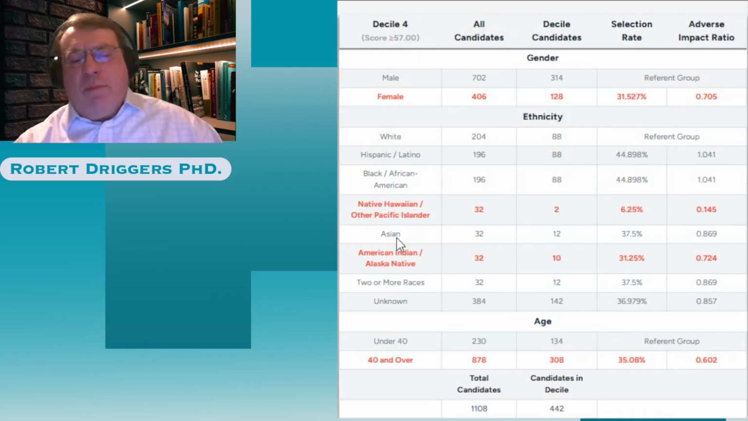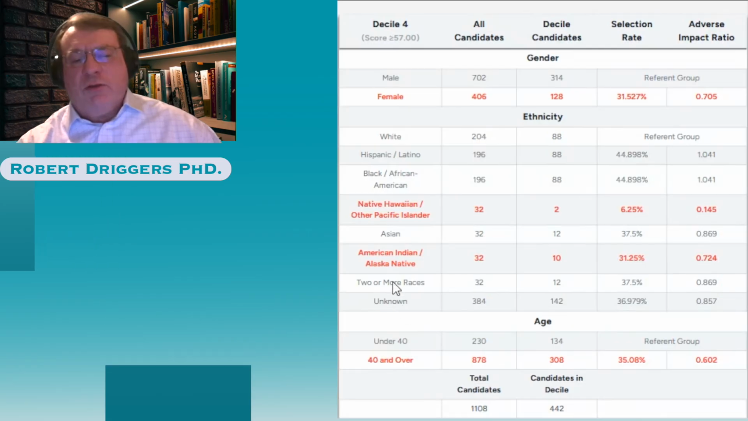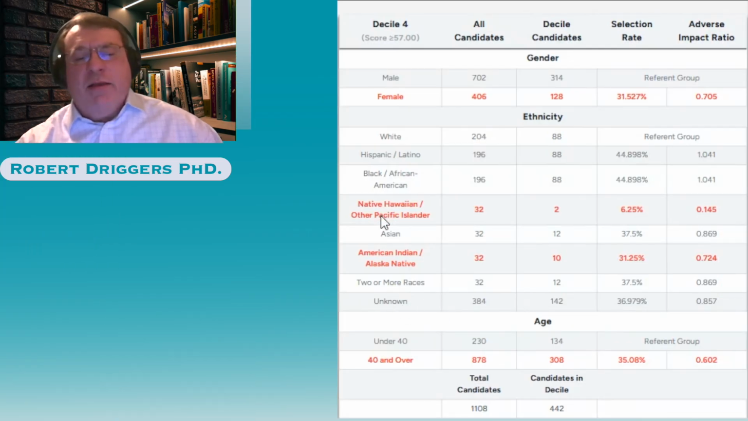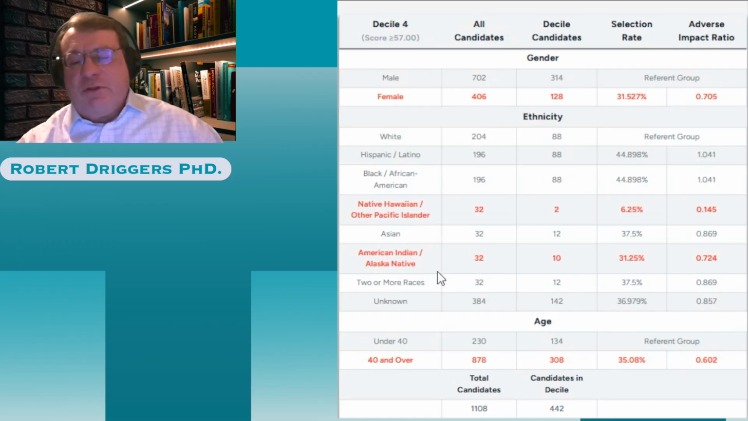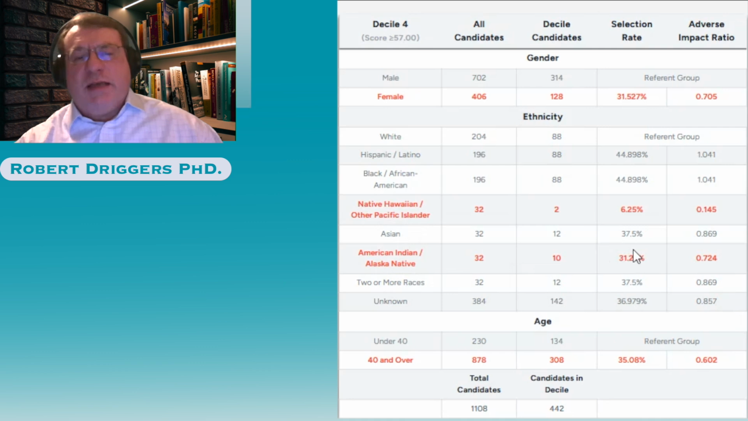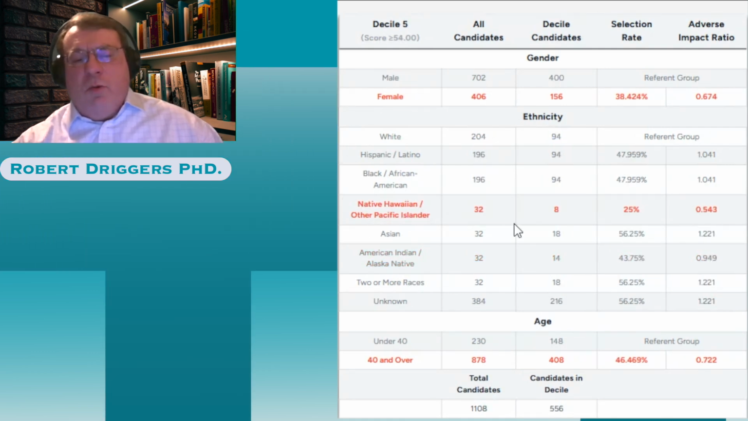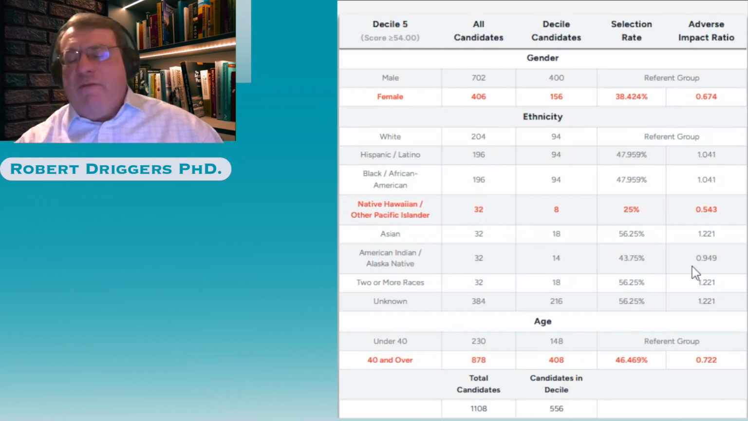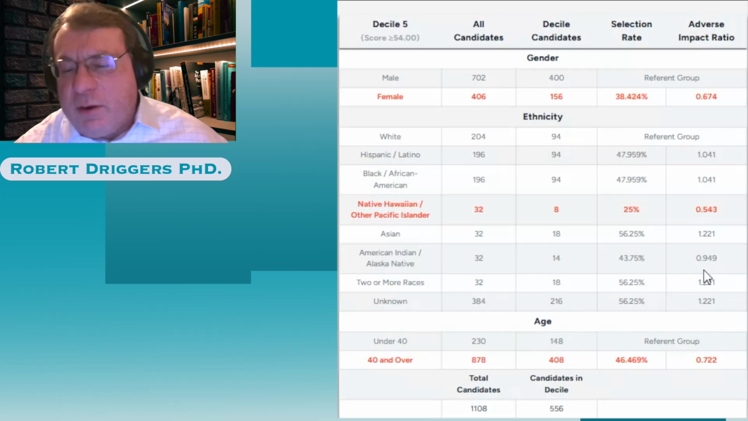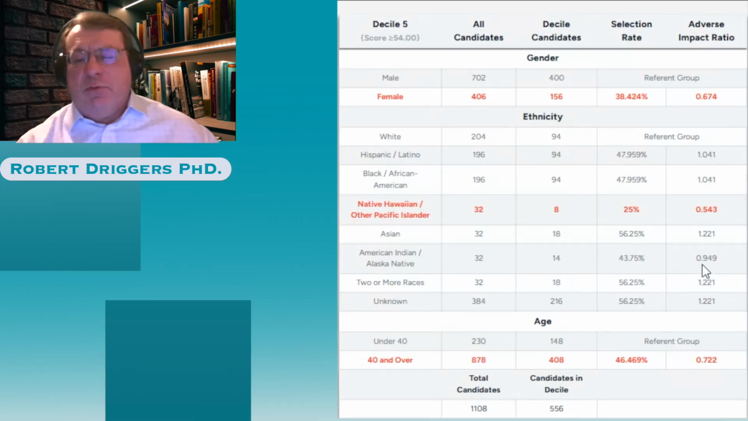Note how, unlike before, Asian no longer violates the 80% rule, nor do two or more races or unknown. Native Hawaiian slash Pacific Islander and American Indian slash Alaska Native still are in the red, as is 40 over. So let's move to decile 5, and you can see the picture changes again. Now American Indian, Alaska Natives have enough of their people passing that their ratio is now 0.949. So it no longer violates the 80% rule.